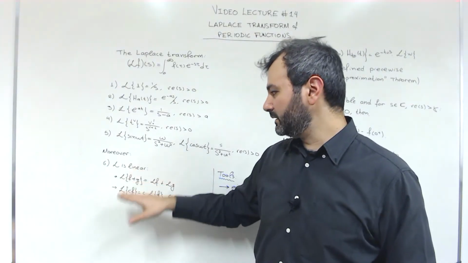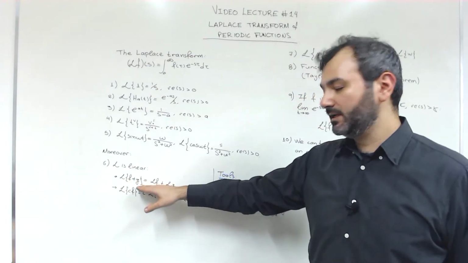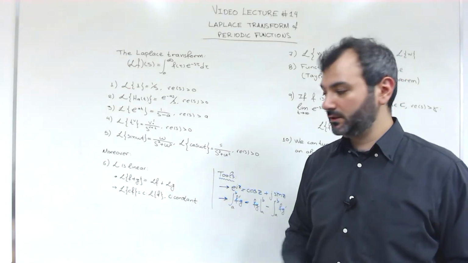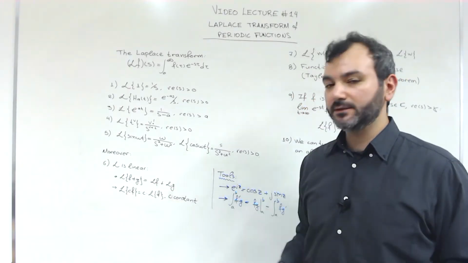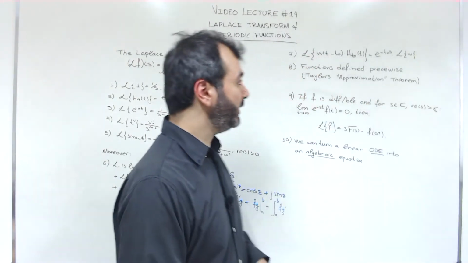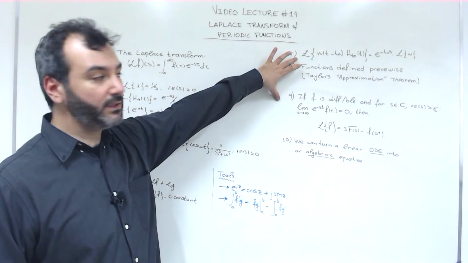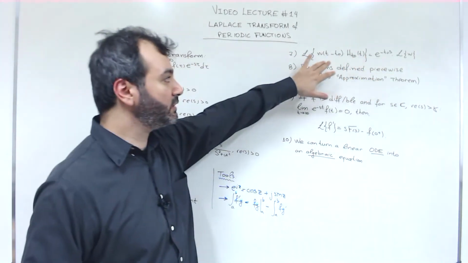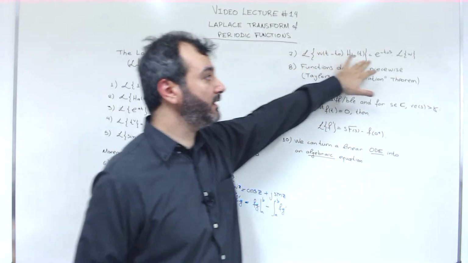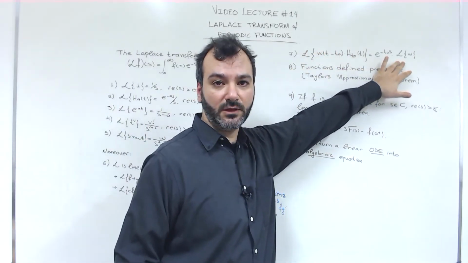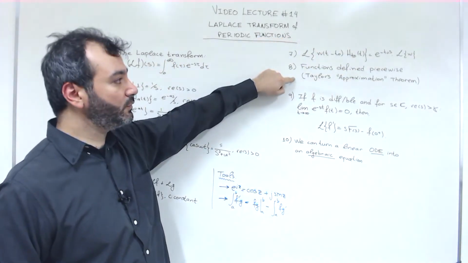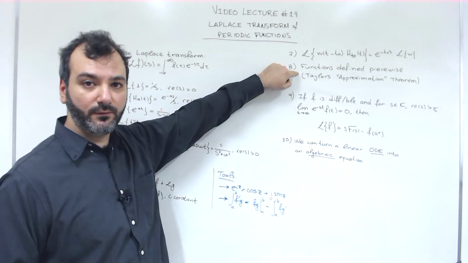First of all, it is linear. The Laplace of f plus g is the Laplace of f plus the Laplace of g, so long as these exist, of course. And the Laplace of a constant times a function, we can move the constant outside. Then we gave this property for delayed functions. So if a function starts at a time t0 and it is 0 before that, this is how we can compute the Laplace transform.